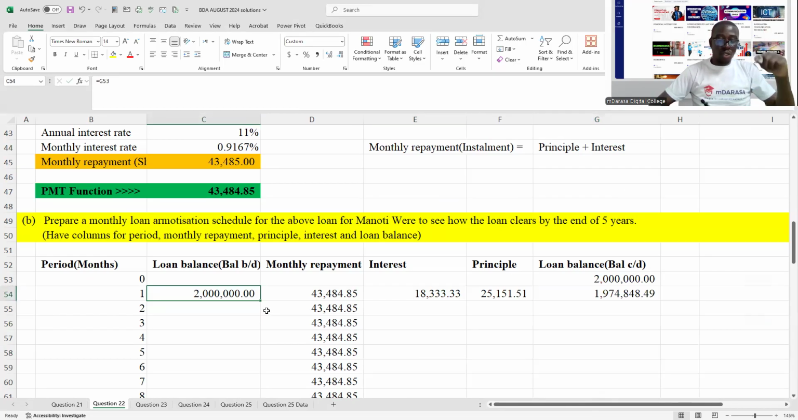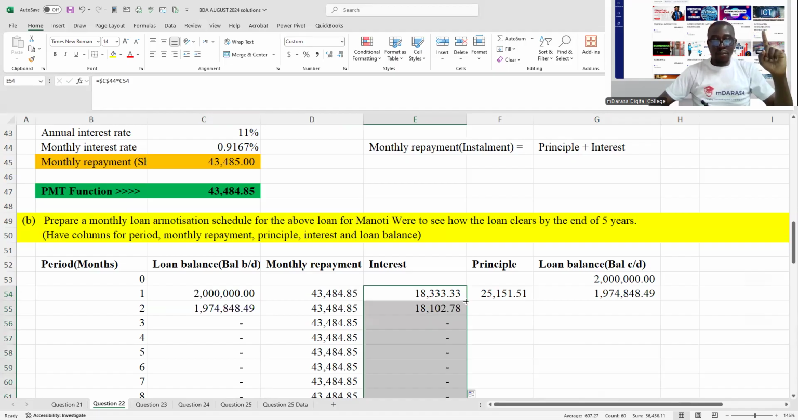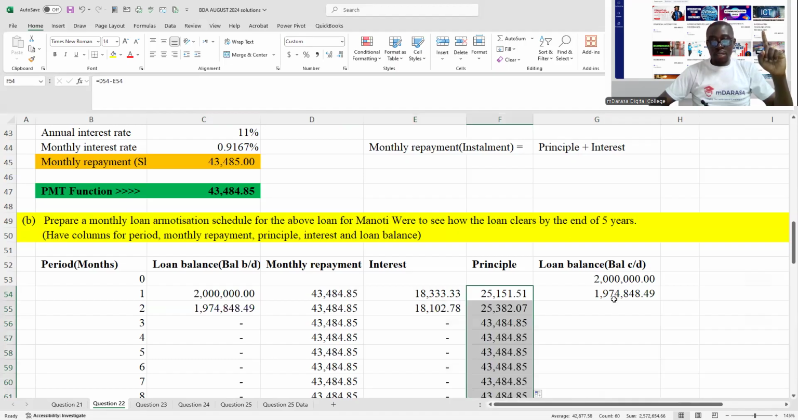On the bottom right of this cell, you'll find this thick cross, right? What you need to do is just double click that thick cross. You come to your interest. Because you had locked the interest rate, meaning that interest rate will be constant all through, I also double click. I come to the principal value, I double click. I come to the loan balance, I double click.